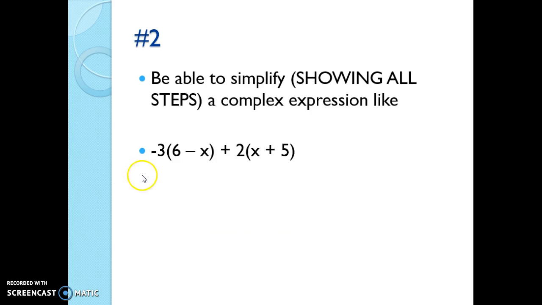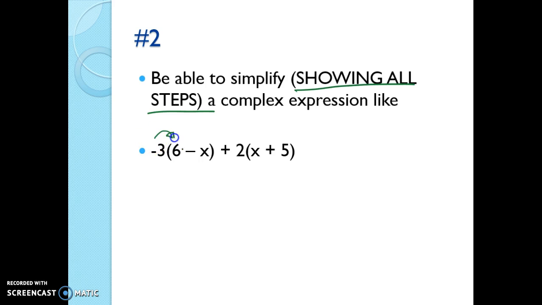Number 2, you will be asked to simplify an expression something like the following. The good news here, this is not an algebraic proof. I do not need distributive property, commutative property next to the side. I just need to see you using all of the steps to simplify an expression like this. So how would you do that?